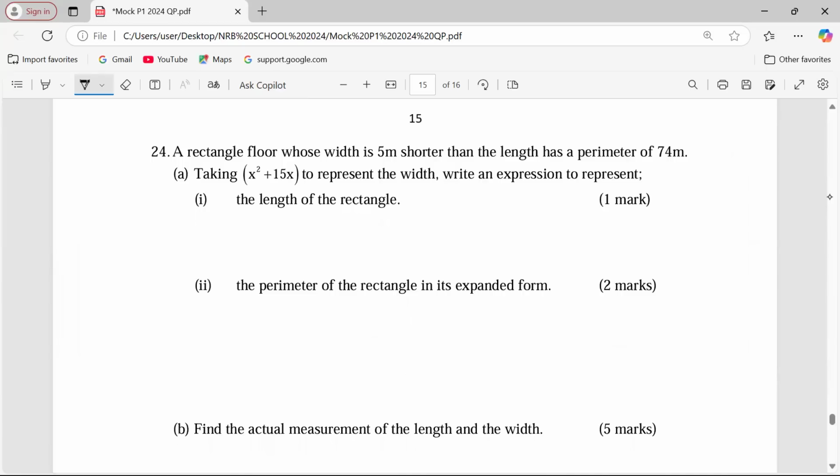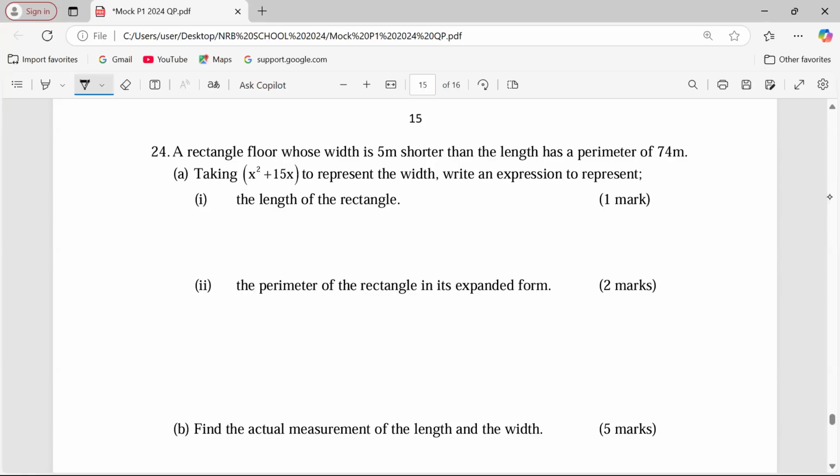A rectangular floor whose width is 5 meters shorter than the length has a perimeter of 75. Part A. Taking x squared plus 15x to represent the width, write an expression to represent the length.